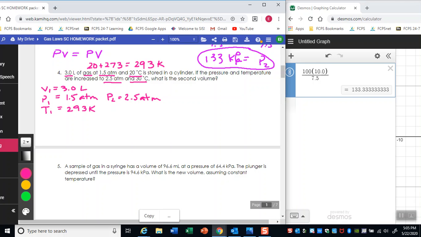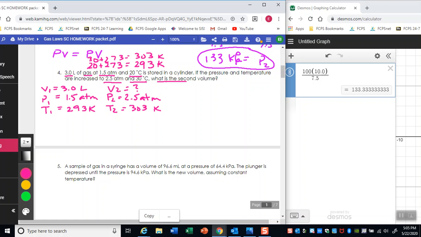And my new temperature is 30. So now if I take 30 plus 273, that's going to be 303 kelvins. So my temperature also went up. My new temperature was 303 kelvins. All right, what is the second volume? The second volume is what I'm trying to find. That's my unknown.